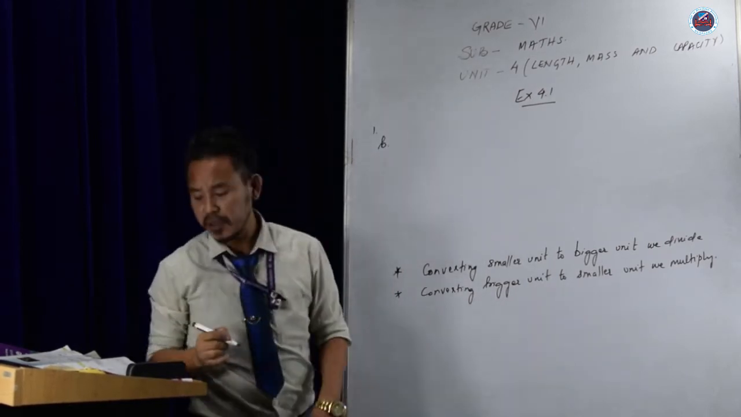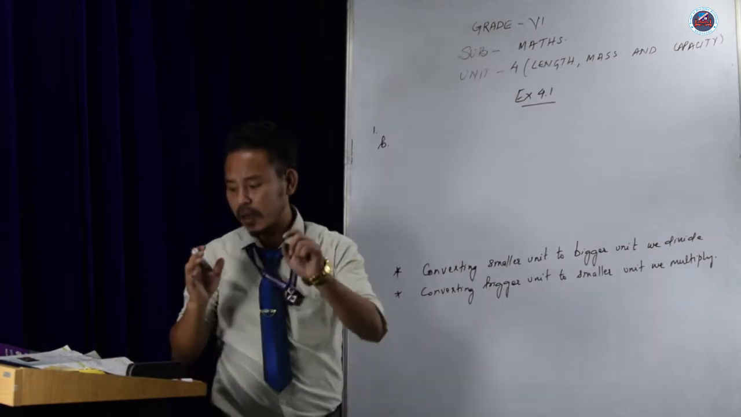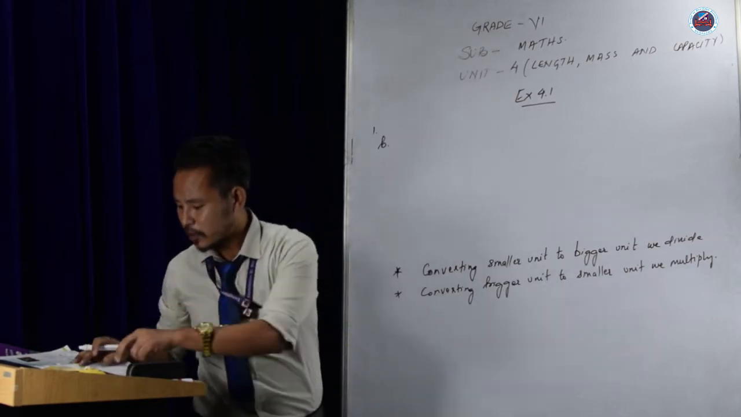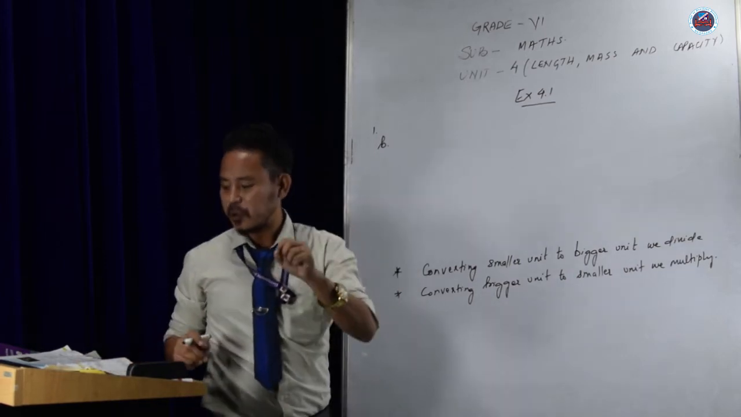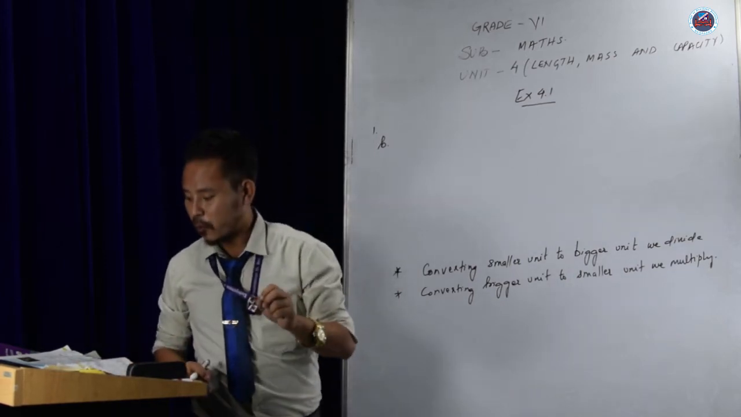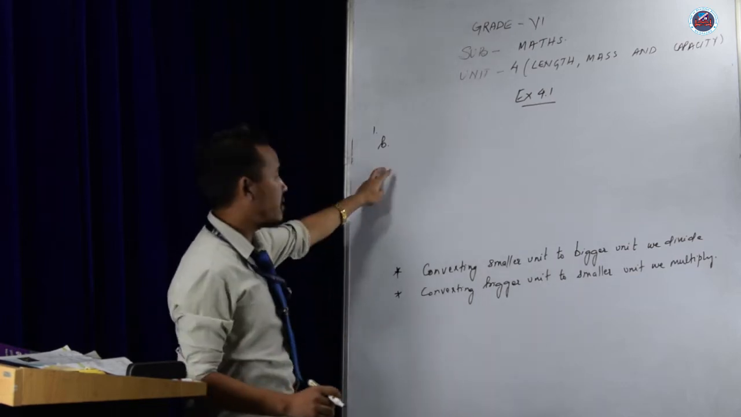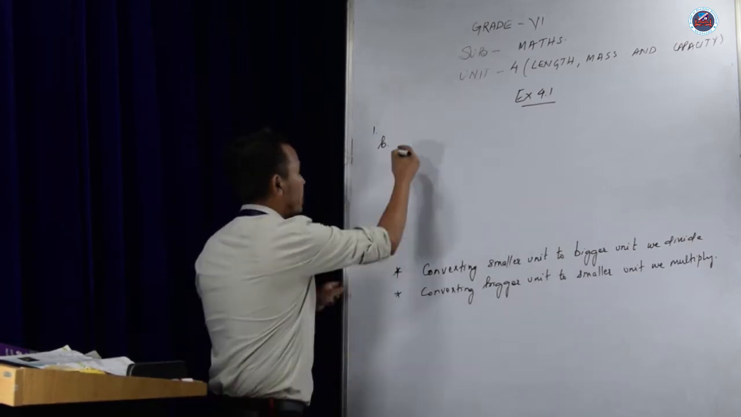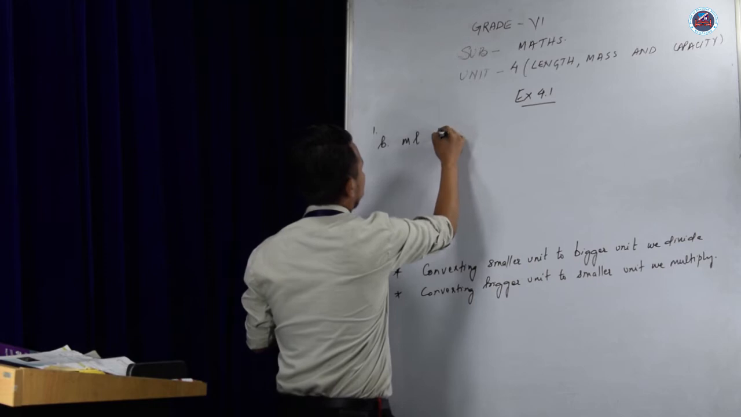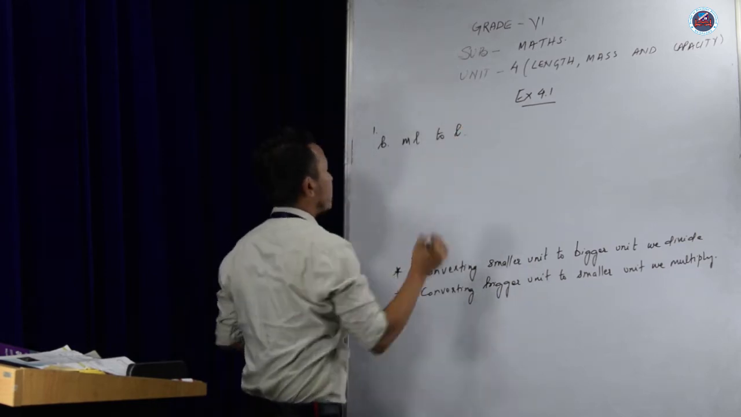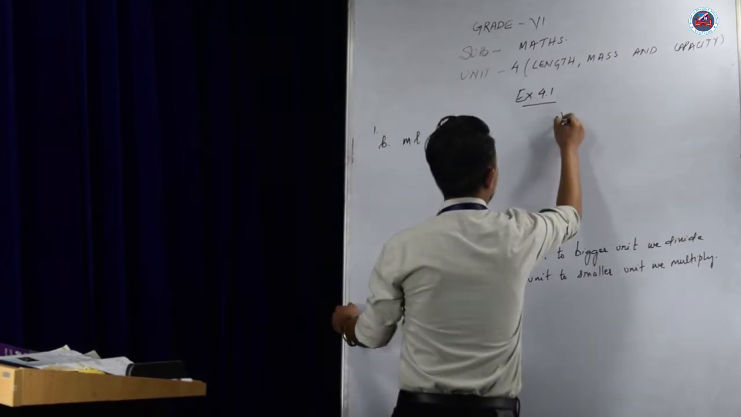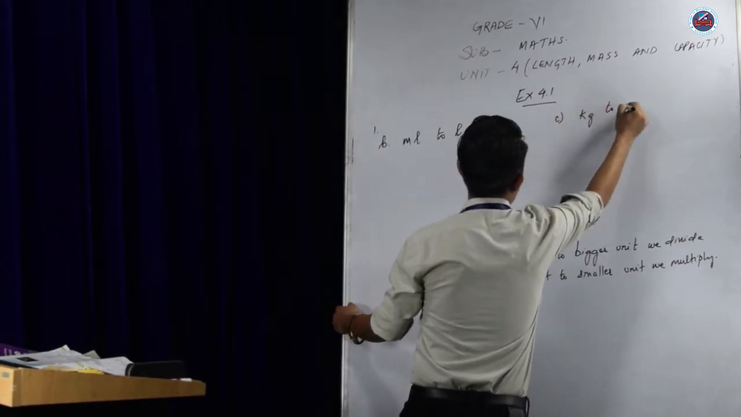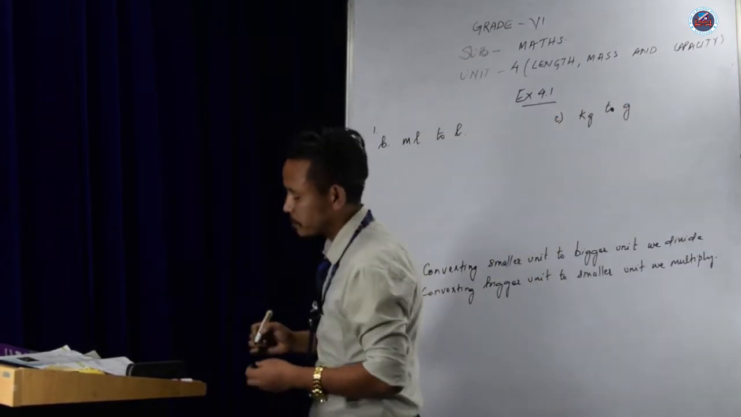In question B, we are asked to write down the appropriate letter A, B, C or D for the correct method for each conversion. Since I have taken number B, that is milliliter to liter, and number C, kilogram to gram.